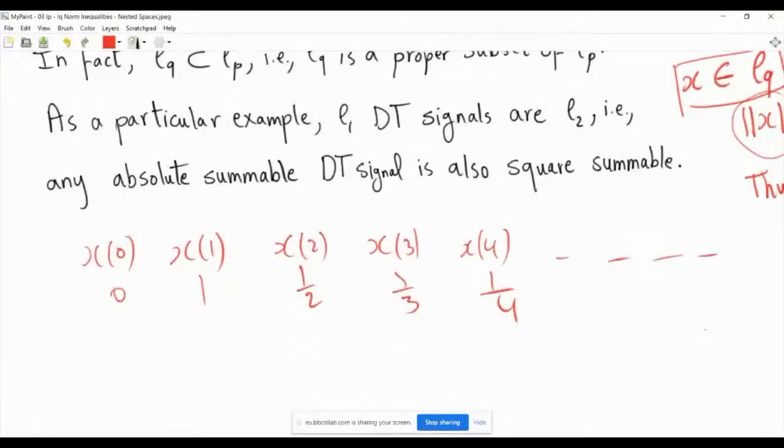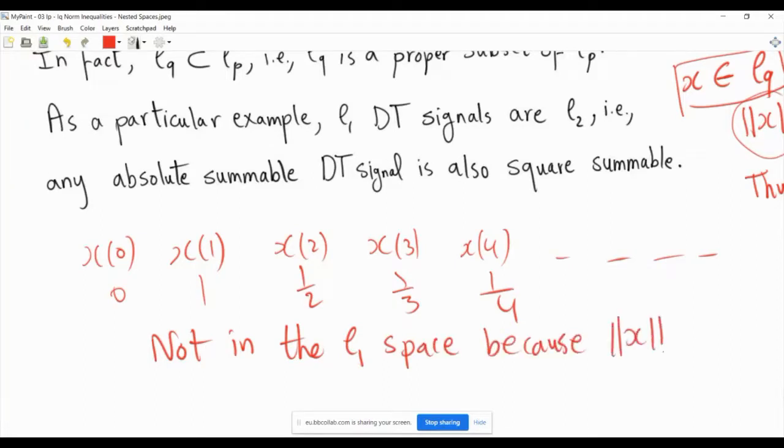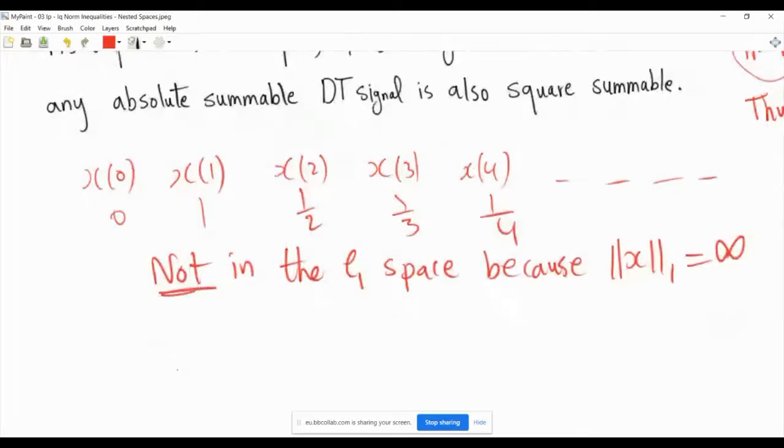What is the L1 norm of this sequence? Well, it's the harmonic series, so the L1 norm is infinity. So this sequence is not in the L1 space, because the L1 norm is not finite. If you take the magnitudes of those terms and sum them, you get infinity. But it is in the L2 space, right? Because what is the L2 norm of this sequence?